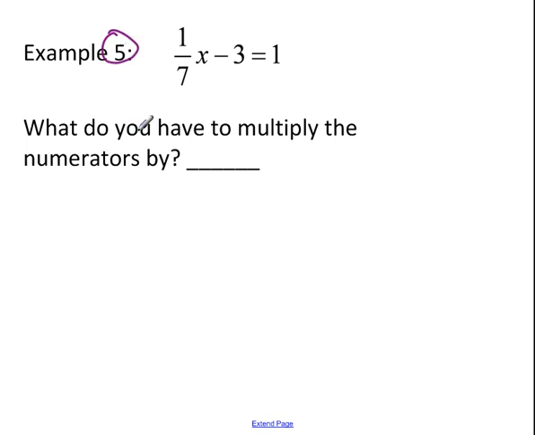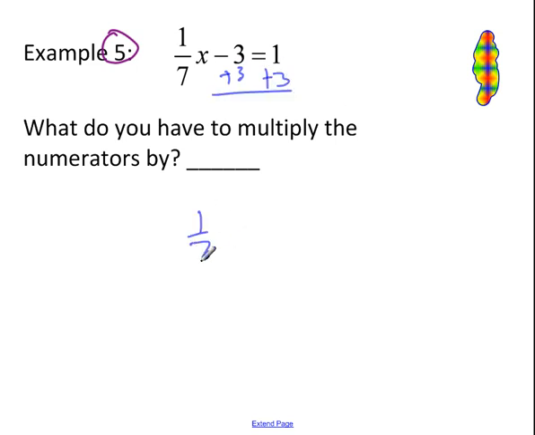Alright, example 5. So here, don't worry about the crazy looking fraction going on here. If we just kind of forget that's there, what would we do to the 3? We would add 3 to both sides, right? So just because there's a fraction there doesn't mean you need to freak out and assume that you're not going to be able to do the problem as a whole. Add 3 to both sides.